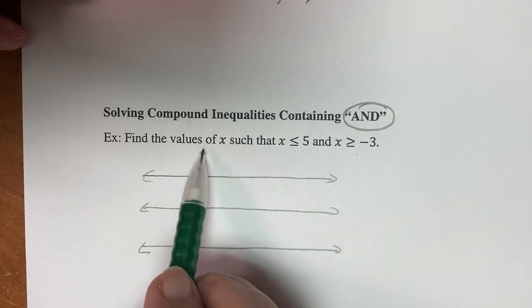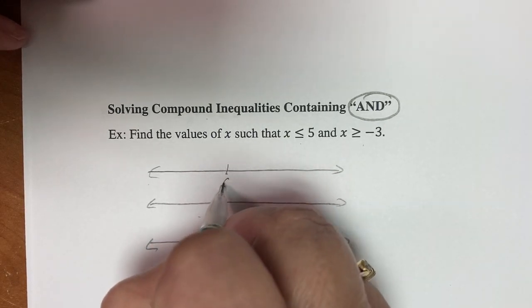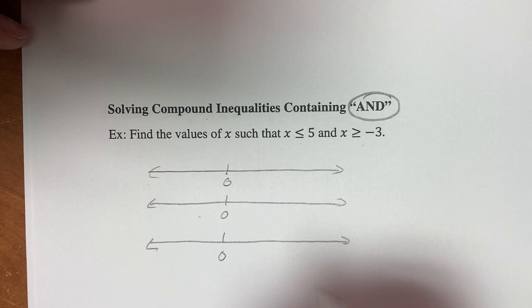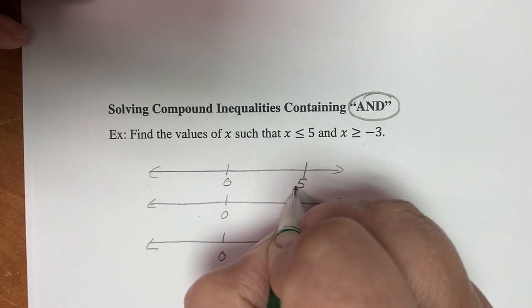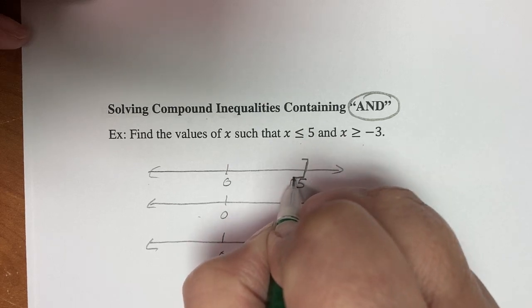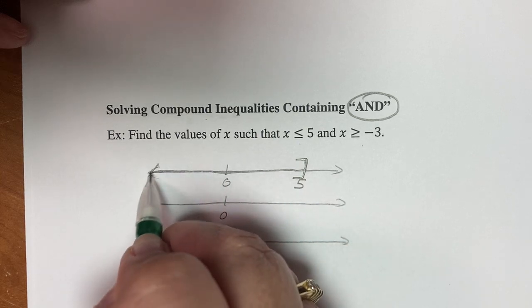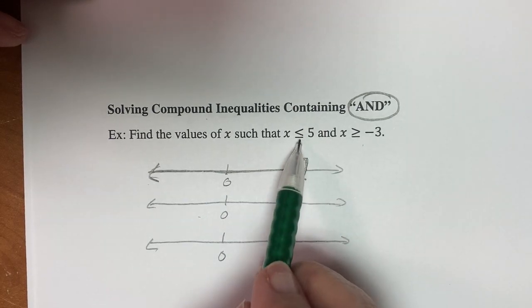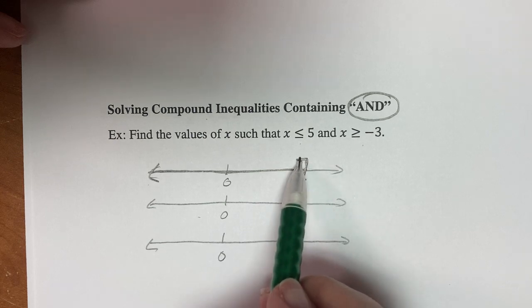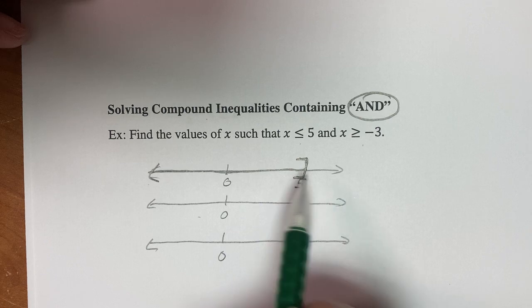So if I want to first graph all the values less than or equal to 5, we don't have to go crazy with this number line. So here's 5. Less than or equal to 5. Now remember interval notation: that means you're going to have a bracket and an arrow going to the left. Those are all the values less than or equal to 5. Remember, a parenthesis is where it's just less than. The bracket is inclusive. It means it includes the 5.